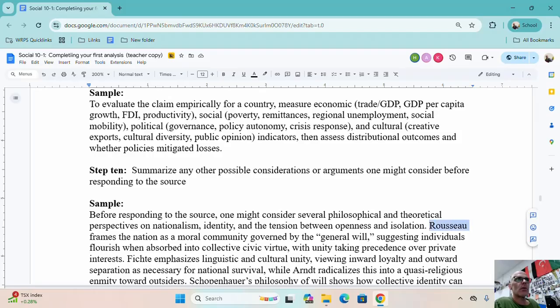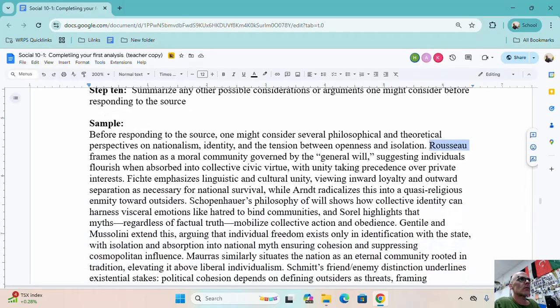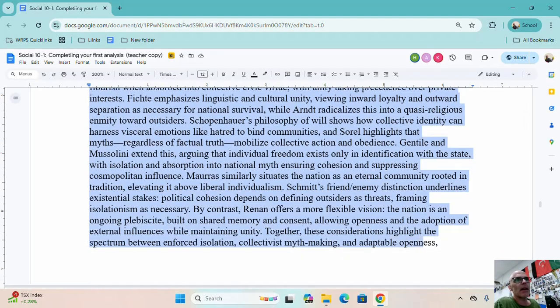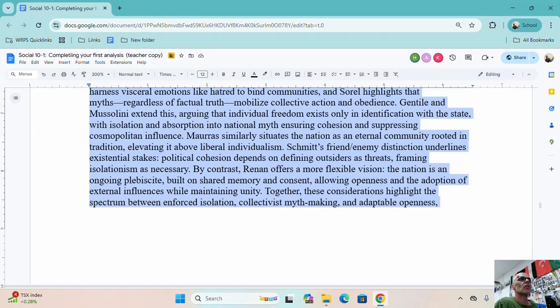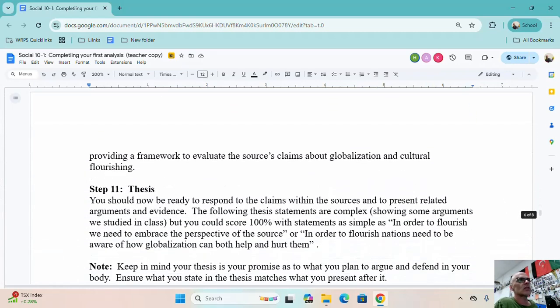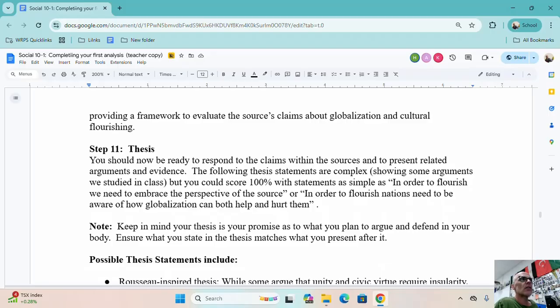So in our class, we've talked about Rousseau. In our class, we've talked about Schopenhauer. In our class, I've mentioned Mussolini. So this is where a student, if it was a take-home project, would go to their cast of characters and say, what might this individual, what might Sorel or Gentile think about this source? This is all, I would argue, especially at the grade 10 level, unexpected if it was an exam. But if it was a take-home assignment, then you could certainly take some time to make those connections. Once you're done, you'll make a thesis statement, and we'll go over that in another video.